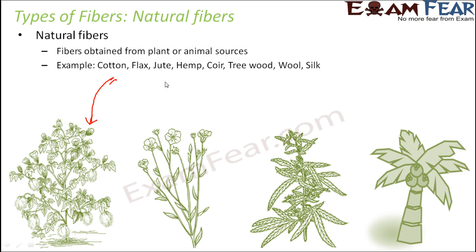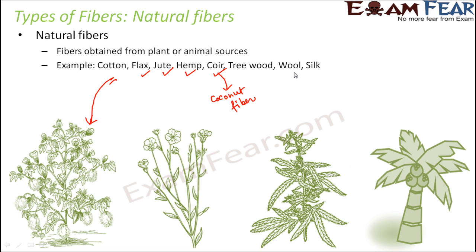Similarly, you talk about flax, you talk about jute. Jute is also obtained from the jute plant, and it is obtained from the stems of the jute plant. You talk about hemp, that is again obtained from a plant. You talk about coir. What is coir? Coir is nothing but coconut fiber. It is very popularly used in mattresses. So it is the coconut fiber. We are going to discuss a few of them in more detail.